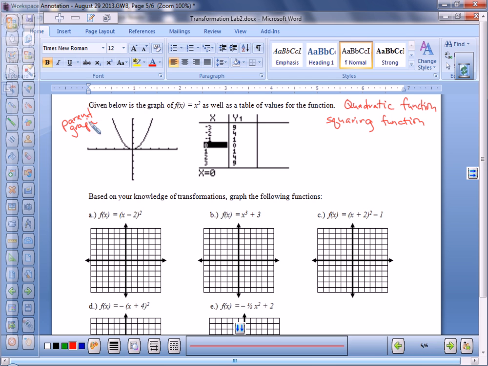I don't want us to make this table because we can square numbers in our head pretty easily. We don't need to take time to do that. If you had an ugly, messed up function, yes, there is a way to do that, and I can show you in just a minute, okay?